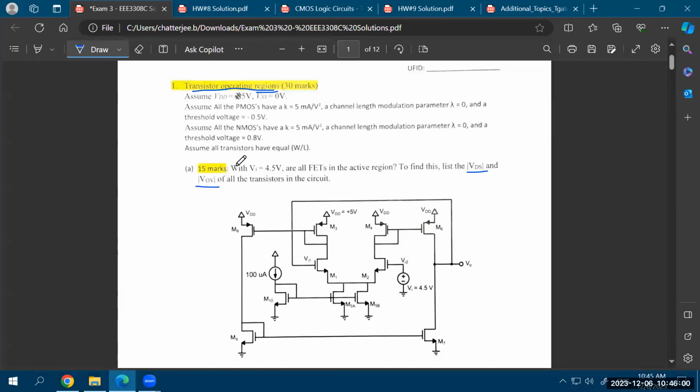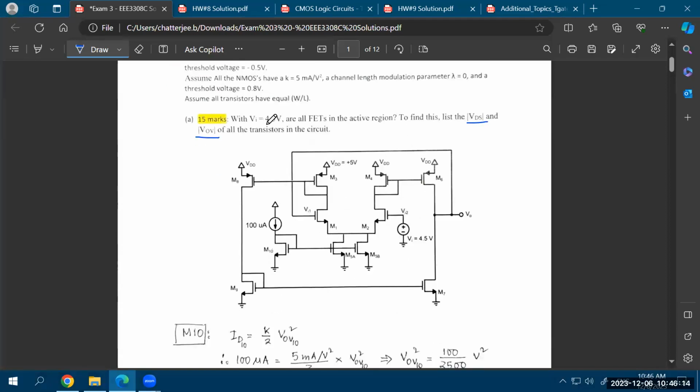Many of you have done it right. I haven't checked all the answer papers yet, but many of you have already done it in the correct way that it should be done, so I was very happy to see that. Now, to find the DC operating points for each of the transistors, or to make sure that all the FETs in the design are in the active region or the saturation region, you just need to find the VDS and the overdrive for each of the transistors, right?